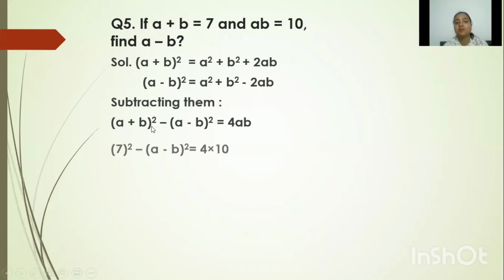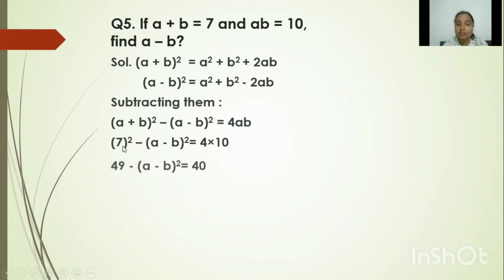Now we are just putting the values. a plus b is given as 7. Just put it here. Minus (a minus b) we have to find out. 4ab, the value of ab is given as 10. Just put it here. Just substitute the values. 7 square is 49, 7 sevens are 49.